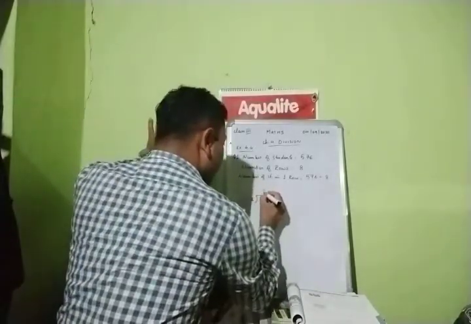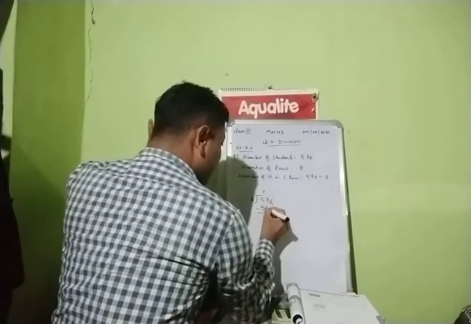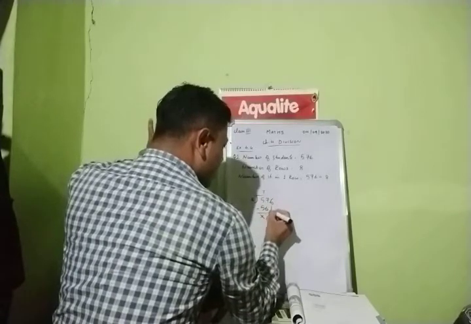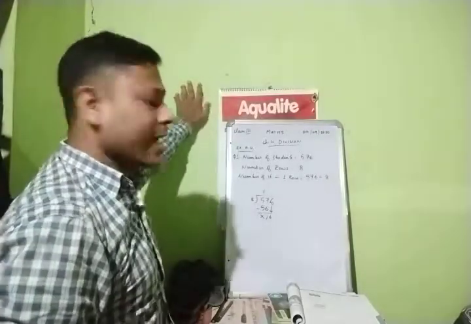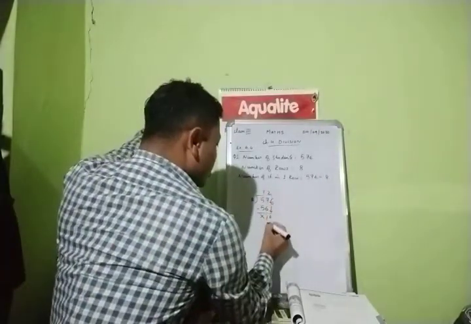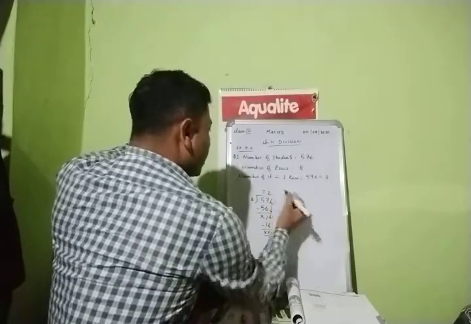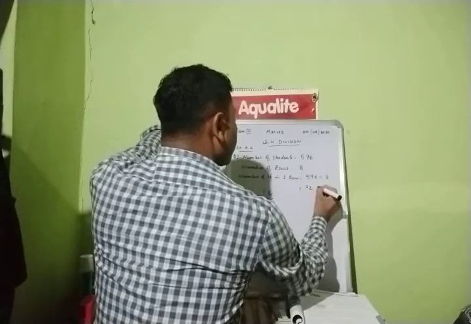8 7s are 56. 7 minus 6, 1. 5 minus 5, 0. Then this 6 will come down. So 16. 8 1s are 8, 8 2s are 16. So we got our answer. What is it? 72 students are there in one row.